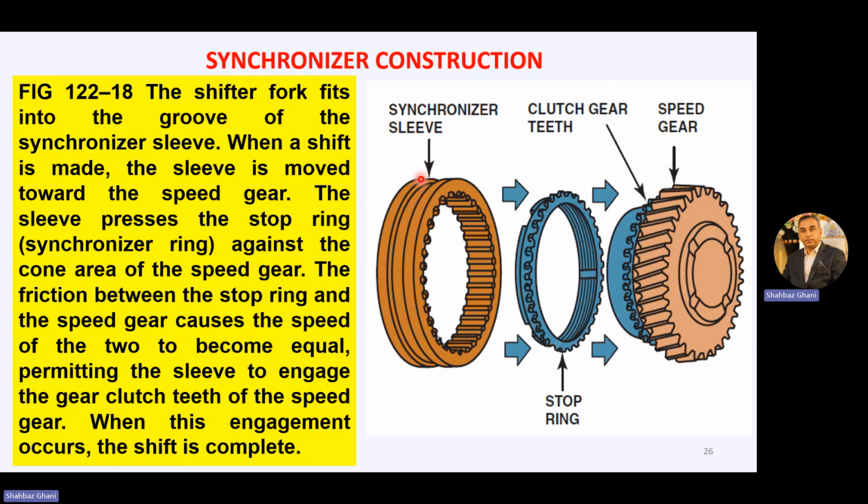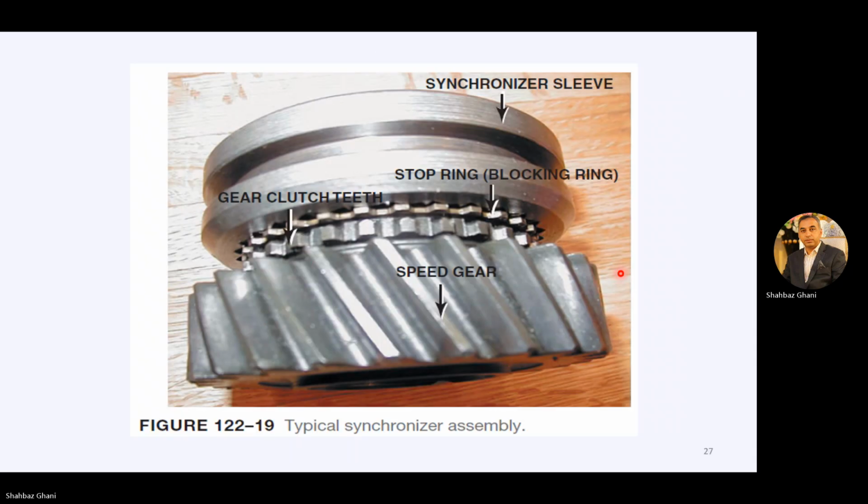So this is how your synchronizer sleeve moves on the stop ring. It touches the clutch gear teeth and then they are engaged. So this is the synchronizer sleeve where the shift fork is moving this. This is your stop ring, this is your gear clutch teeth, and this is your speed gear.